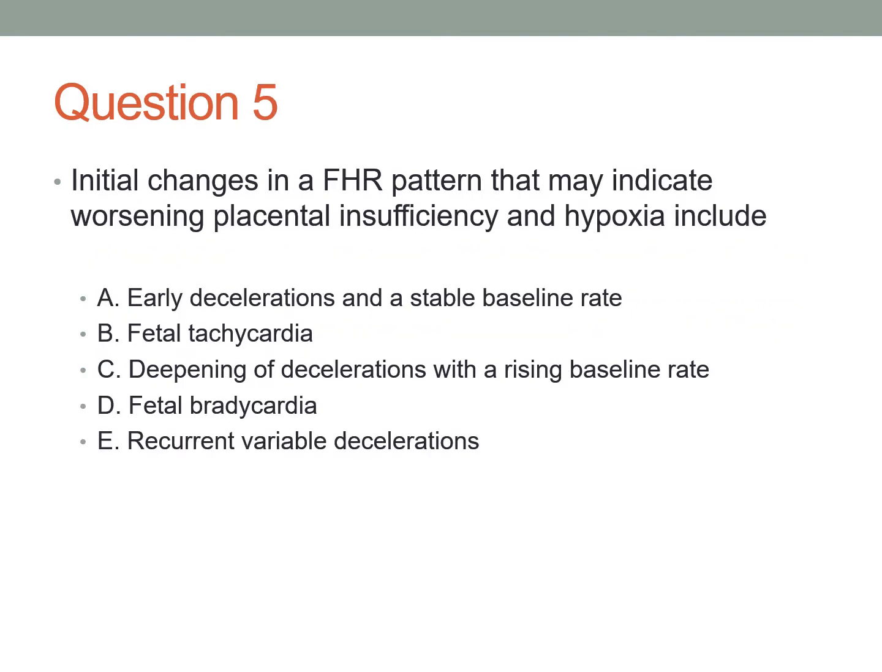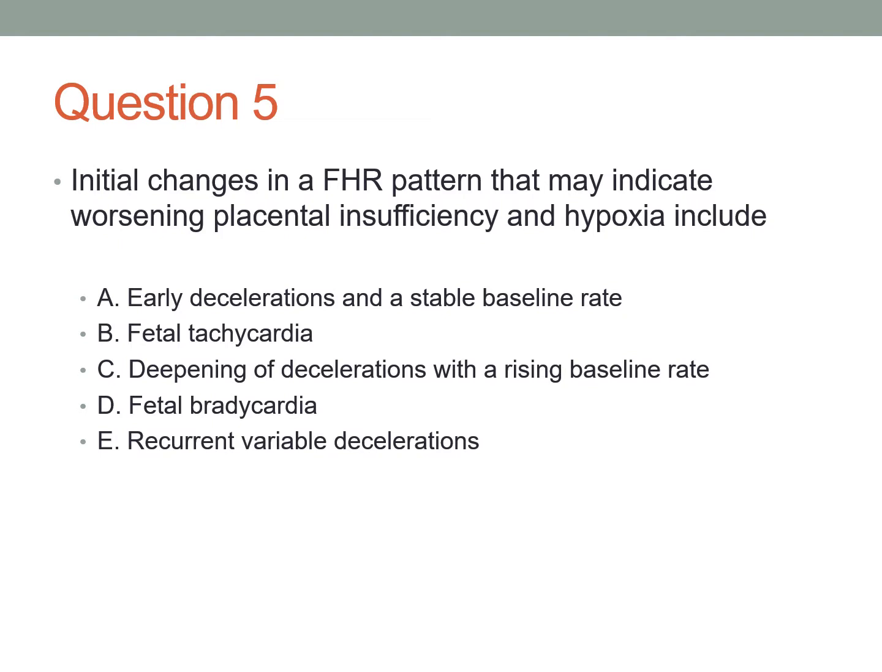Question 5. Initial changes in a fetal heart rate pattern that may indicate worsening placental insufficiency and hypoxia include what? Is it early decels and a stable baseline, fetal tachycardia, deepening of decels with the rising baseline rate, fetal bradycardia, or recurrent variable decelerations? This might be kind of a tricky question because if you remember, category 2 tracings, which is what you're generally going to see and what these options are depicting, are really not predictive of whether or not the fetus is acidotic.